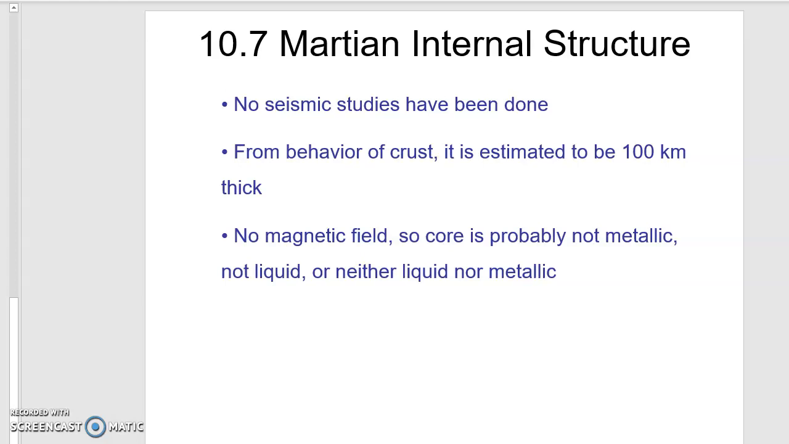And also, more importantly for humans, there is no magnetic field on Mars either. Magnetic field, as I'll tell you when I get back, is very important for life to exist, and we'll talk about that some more next week. Let's see what else I've got.